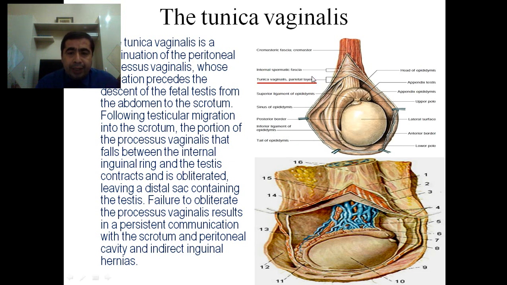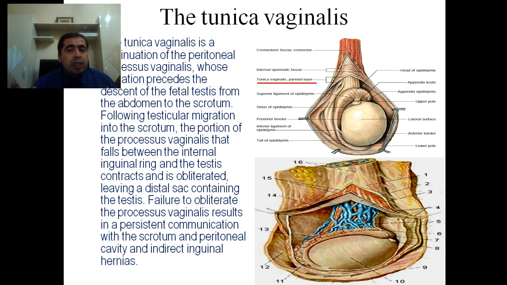You are looking at the tunica vaginalis, the parietal layer, because it's the derivation of the peritoneum. And as you know, the peritoneum is divided into 2 layers, the parietal and the visceral. In the scrotal cavity, like the peritoneal cavity, the tunica vaginalis divides into 2 layers. One of them, which covers the scrotal cavity from inside, is the parietal layer.